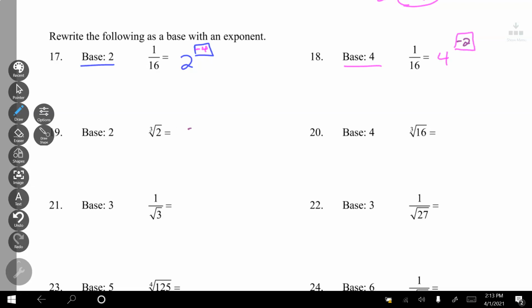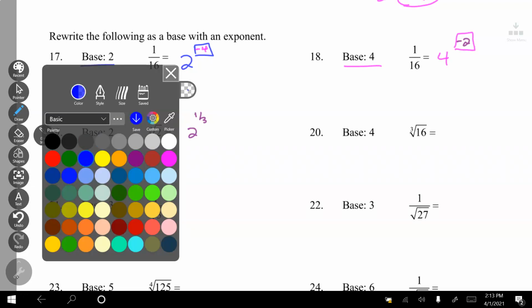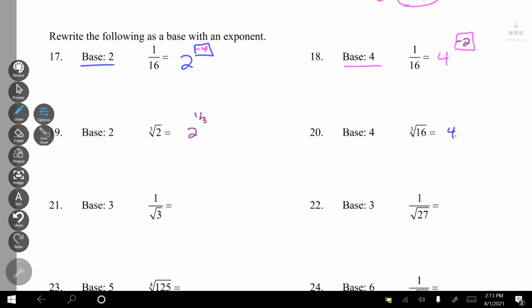Next one is going to be base 2. I see a root. It's the third root, so that's the 1/3 power. Again, I see the same thing. For this next one, I got to use base 4. Well, I have a 16, which is a 4 squared, and I see a root, which is a 1/3, so it's 4 to the 2/3. 4 squared is a 16, and the denominator 3 is the cube root.